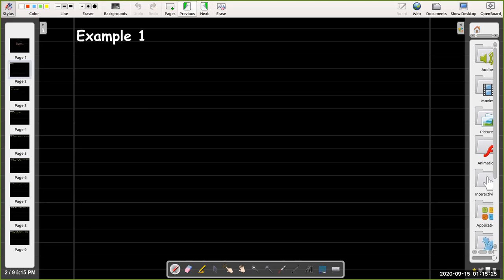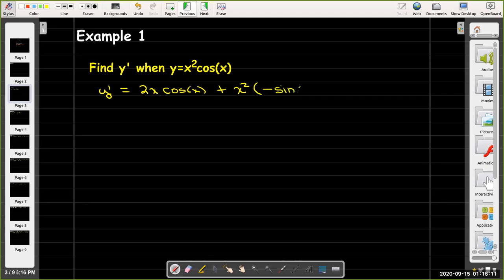All right, so example one is going to be find y prime when y equals x squared cosine x. So what we'll do is we will use the product rule. And we have to remember the derivative of cosine is negative sine. So y prime is going to be, take the derivative of the first, 2x, times the second, cosine of x, plus the first times the derivative of the second. Now we want to take at least one more step here and clean this up a little bit. So we'll write that as 2x cosine of x minus x squared sine of x.